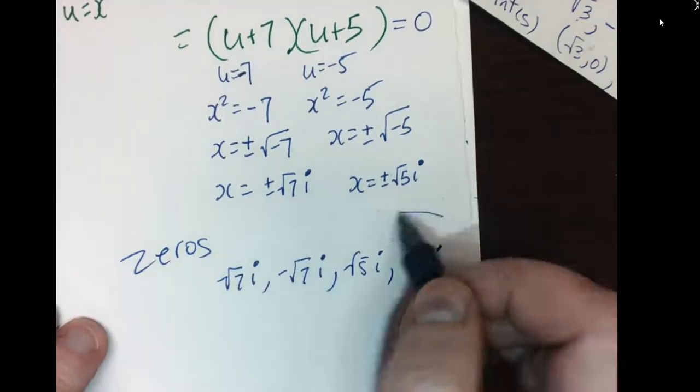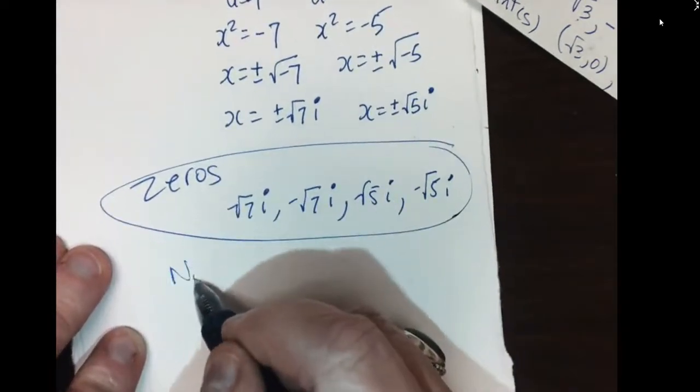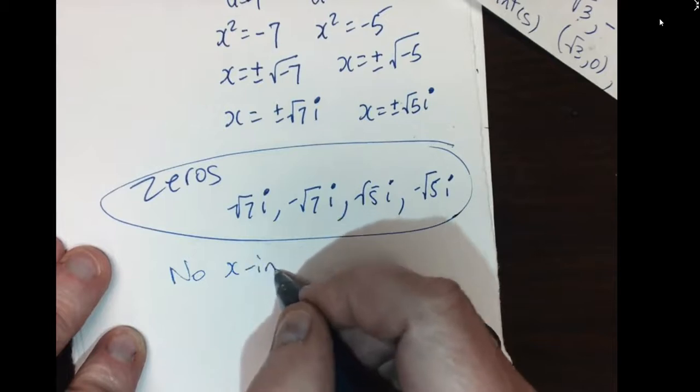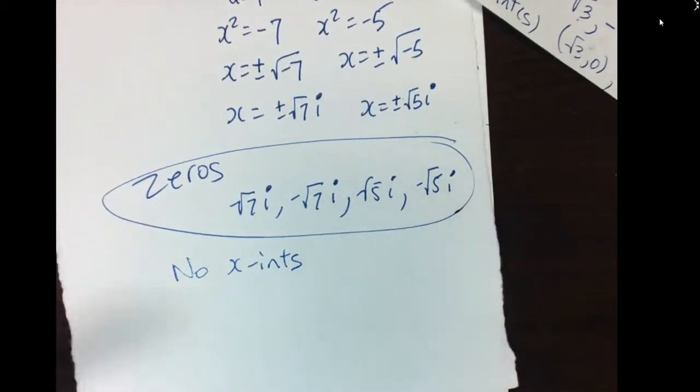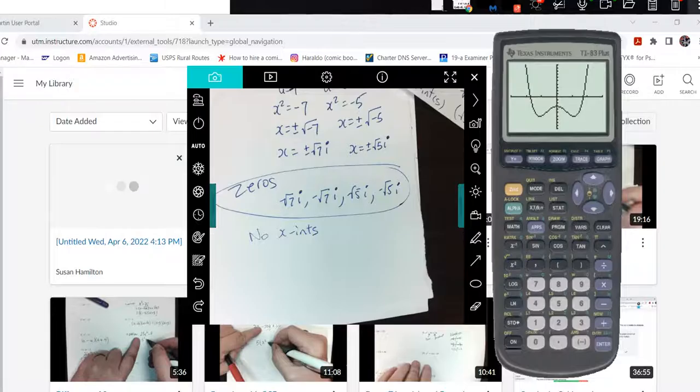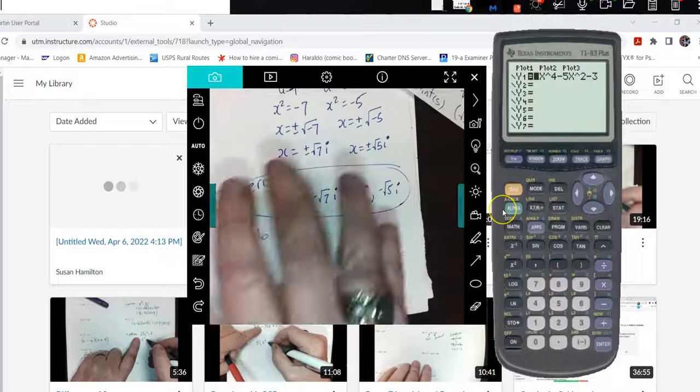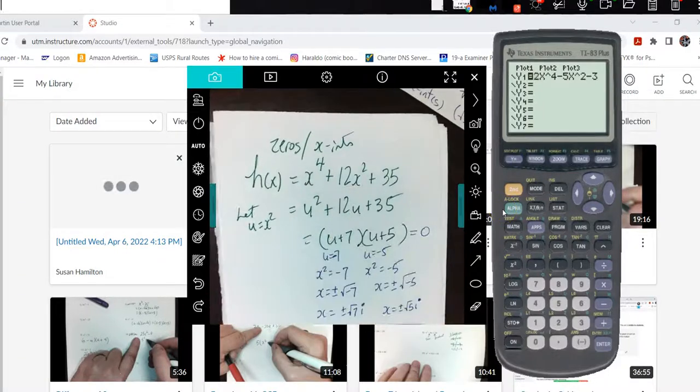Those are my zeros. There will be no x-intercepts because none of these zeros is real, and you only get x-intercepts at real zeros. So let's see if we can have a look at what this looks like. Let me get rid of that. So x to the 4th plus 12x squared plus 35.